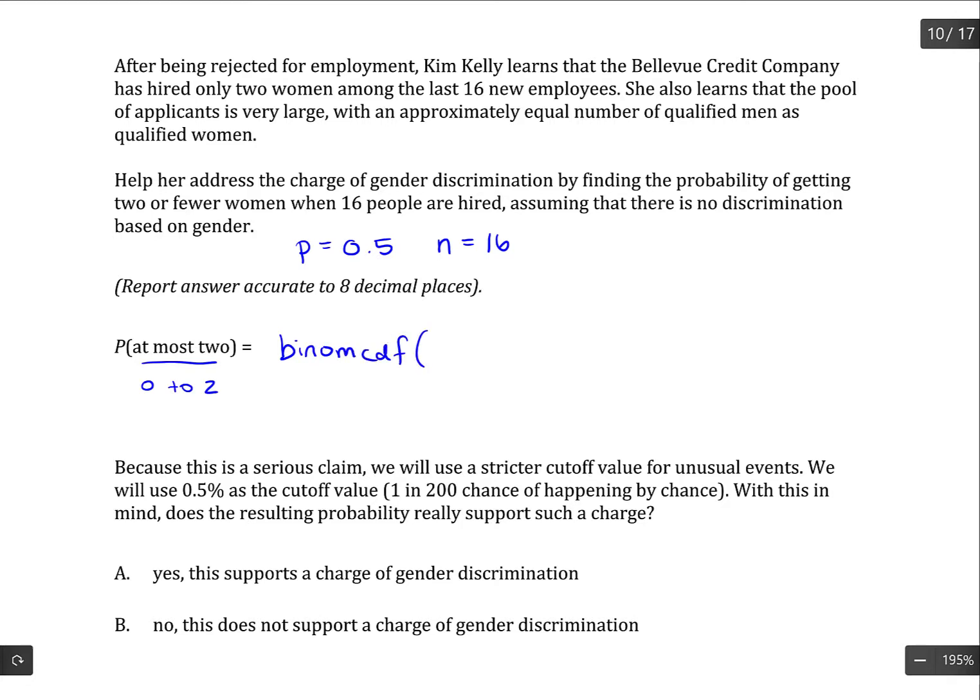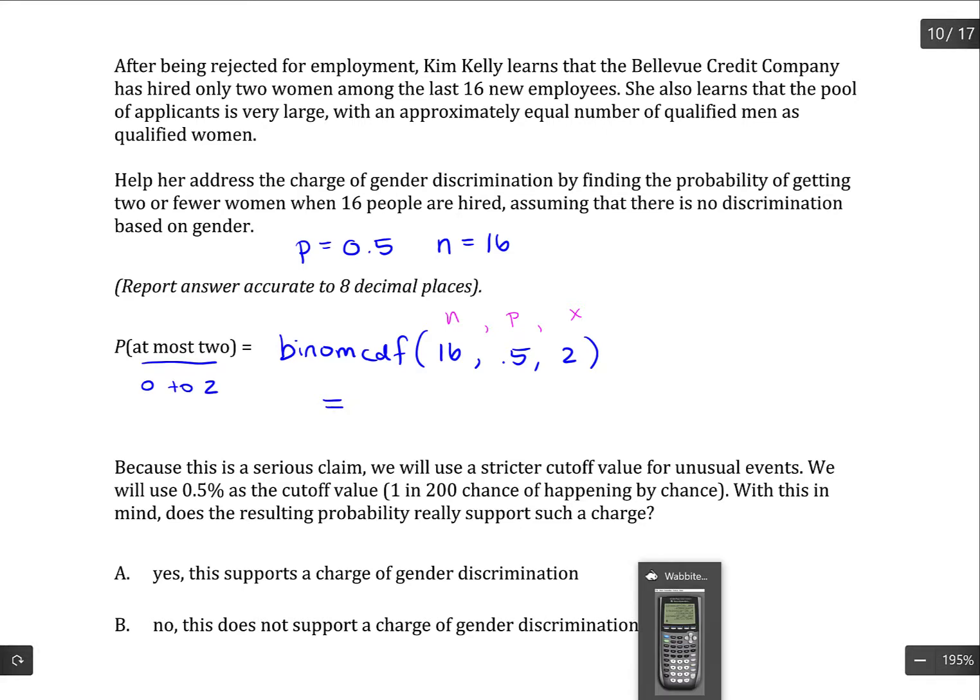what it does is takes 3 inputs, n, p, and x, separated by commas. So the number of trials is 16, probability of success is 0.5, and x, this is the cumulative probability that we want to stop with. So 0, 1, and 2, if we give it 2, it will feed x equals 0 into Binomial PDF, and then 1 into Binomial PDF, and 2 into Binomial PDF, and add those together for us. So this will work great.